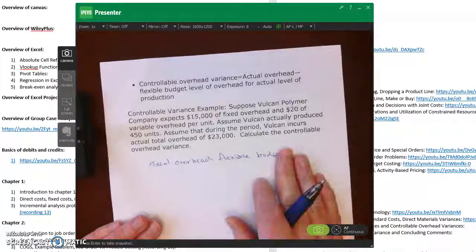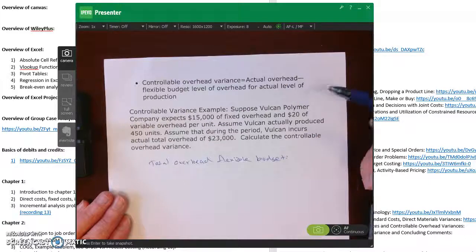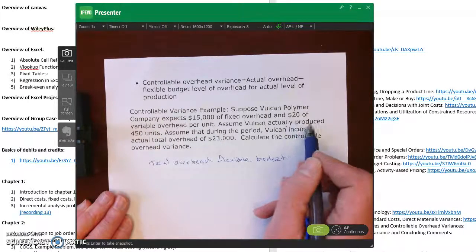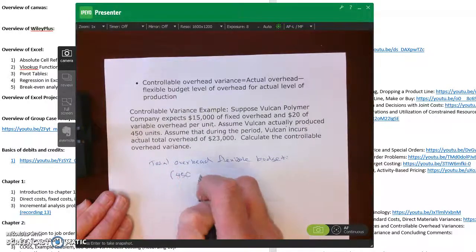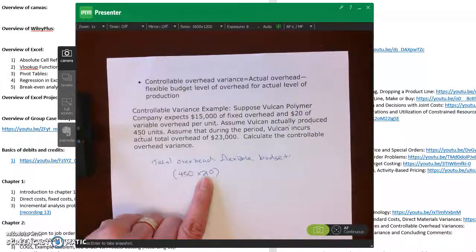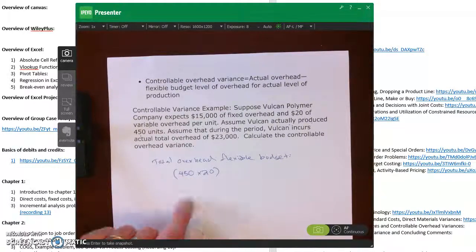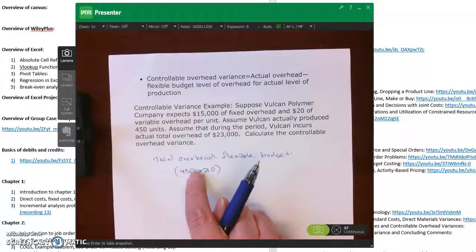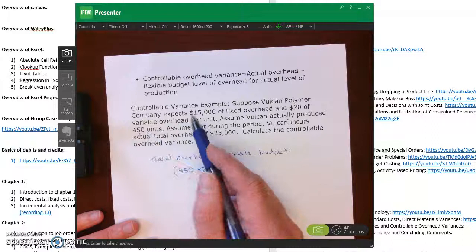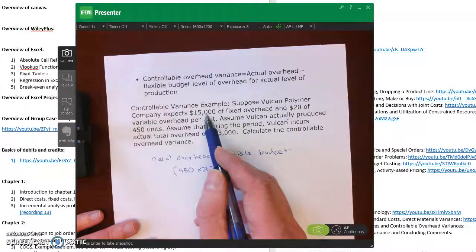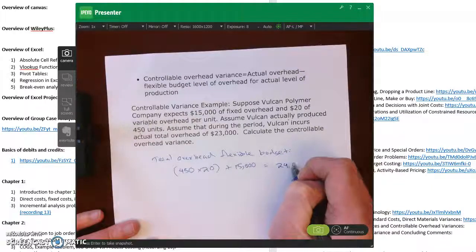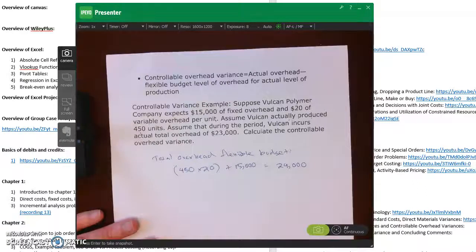If we look back over here, this is a different example. This is our Vulcan Polymer. They expect $15,000 of fixed overhead and $20 of variable overhead per unit. Assume that they actually produced 450 units. So we take our 450 units times the $20, because remember, their variable overhead should be $20 per unit. This is how much variable overhead you should have had at 450 units. And how much fixed overhead should they have had at 450 units? $15,000, because remember, fixed overhead stays the same. Plus $15,000 means that at making 450 units, they should have had $24,000 in overhead.